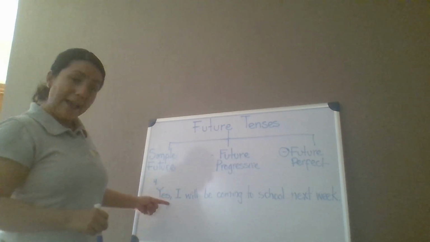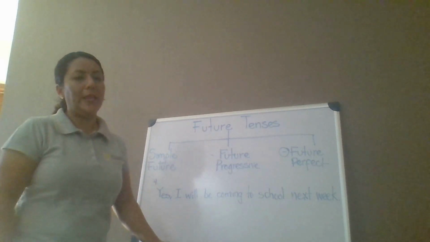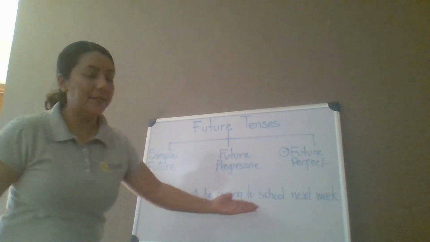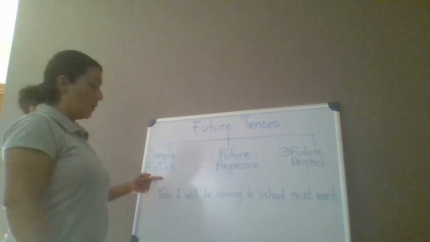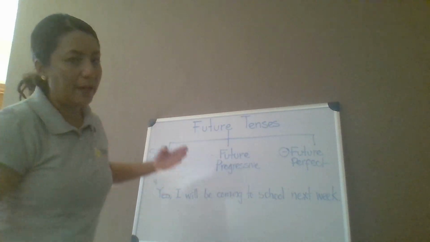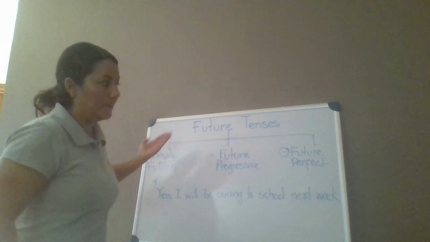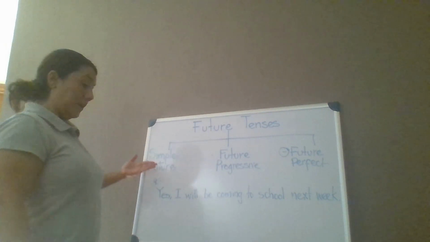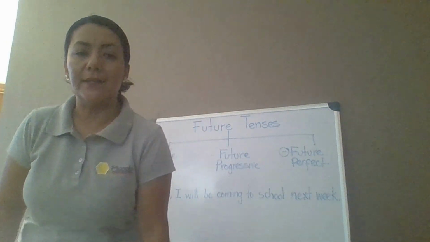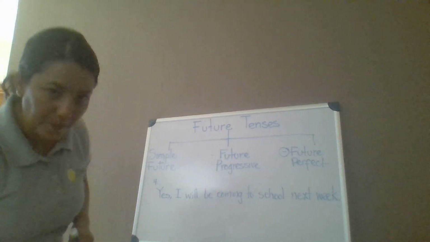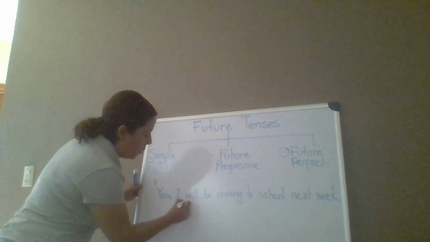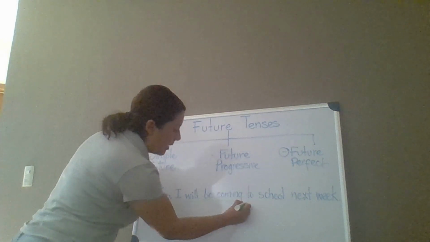It says, yes, I will be coming to school next week. It's saying yes. So that is the answer. So what are we missing? The question. What is the first thing we have to identify? The tense. Is it simple future tense, future progressive tense, or future perfect tense? Let's analyze the information. I will be coming, so we start at the will part, be, and coming.